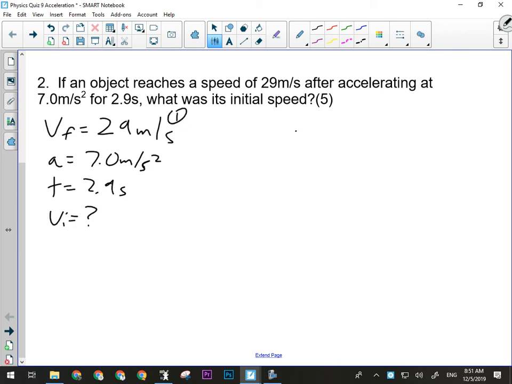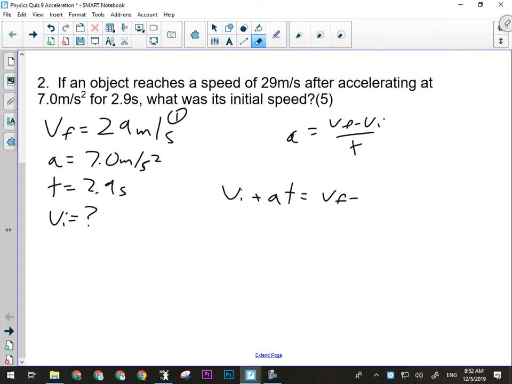So 1 mark for givens, 1 mark for the acceleration formula. We're looking for its initial speed, so A times T equals VF minus VI. I'm going to add VI over to both sides so that it's positive, and then subtract T times A over to the other side. So I'll be left with VI equals VF minus T times A. They're up to 3 marks if they have that.